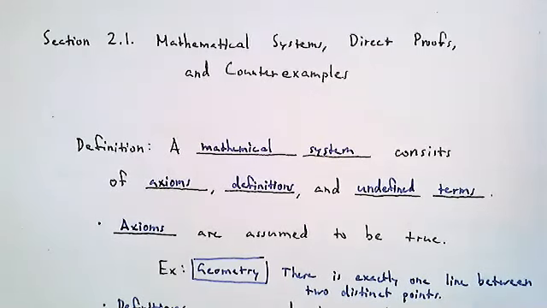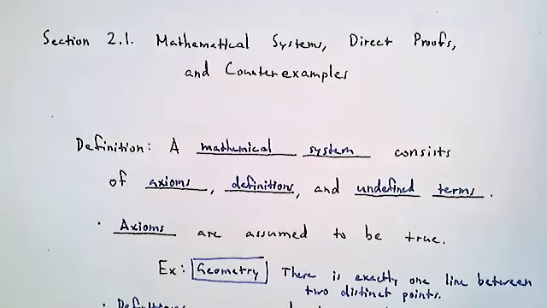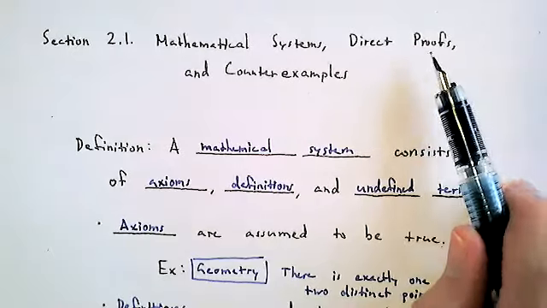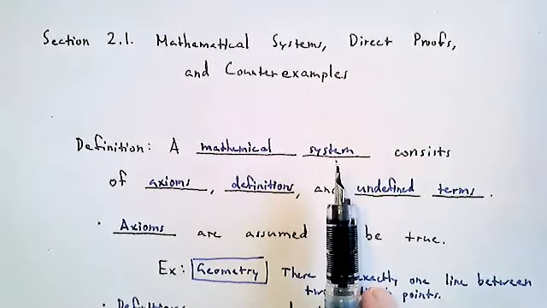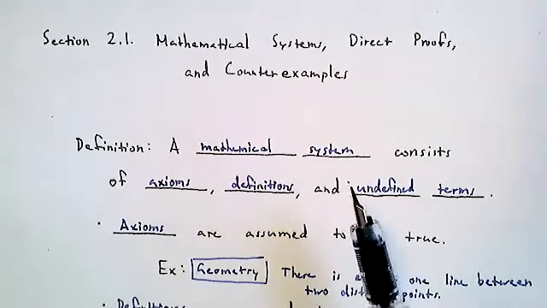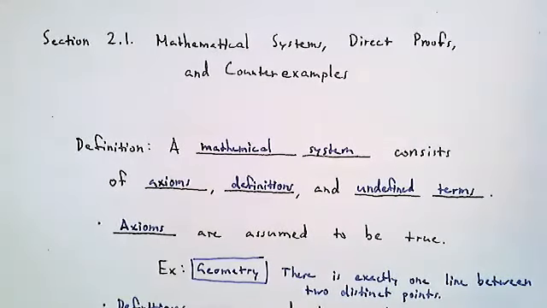Okay, so last time we started section 2.1 over mathematical systems, direct proofs, and counterexamples. We talked about the first two of these topics last time. We didn't quite get to counterexamples. What we're going to do today is another example of a direct proof using a different mathematical system. And then we'll talk about how to use counterexamples to show that theorems are actually false. So they're not really theorems at all.